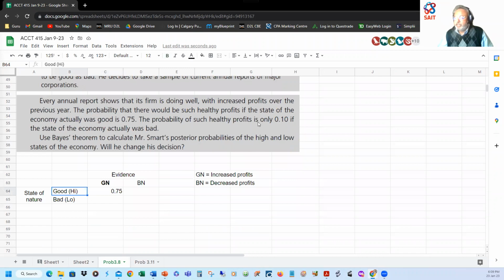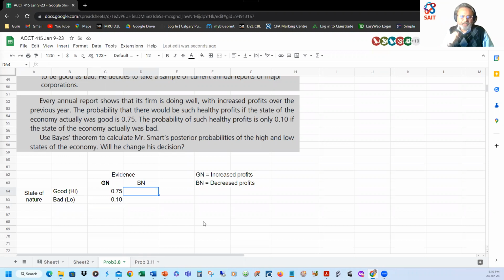The probability of such healthy profits is only 10% if the state of the economy actually was bad. So when you see companies reporting healthy profits, the probability that the economy is actually in or going into a recession is 10%. Okay. We don't have bad news. Mr. Smart has not seen any company reporting lower profits than the previous year. But in terms of probabilities, the probabilities add up to 100%.